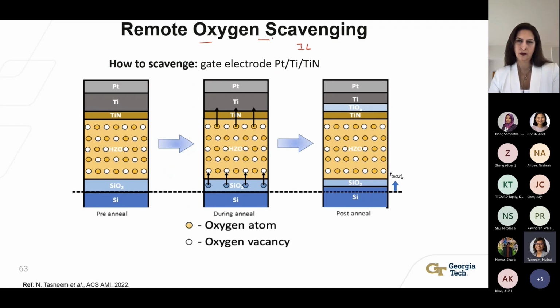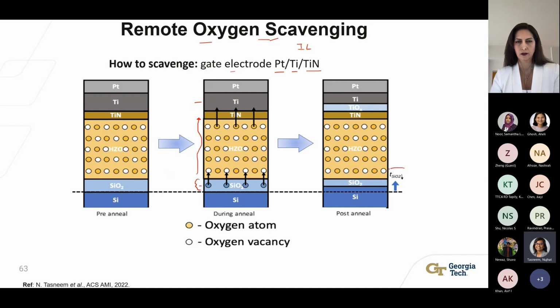So let's give a brief overview of the scavenging technique. In this case, we used a well-known method where a titanium nitride stack is used as the top gate electrode. And titanium is a very reactive material which can scavenge the oxygen from the silicon oxide interfacial layer through the titanium nitride layer.